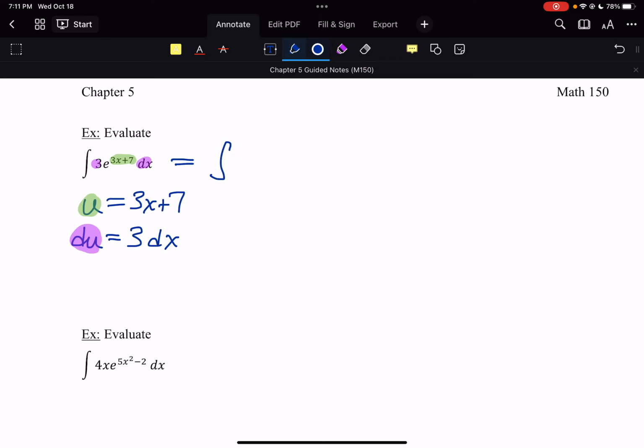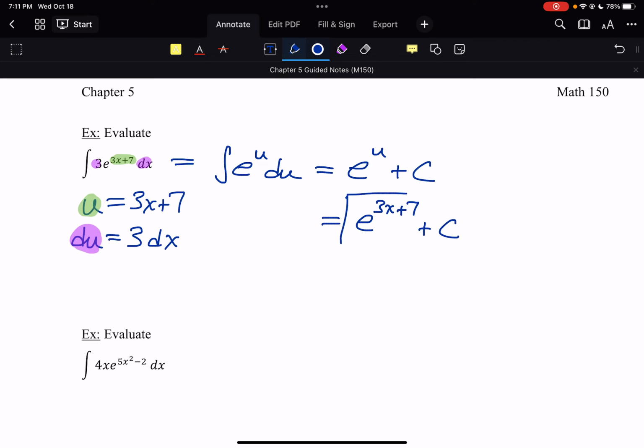So this one works out quite simply here. So we get, this is just e to the u du, which the antiderivative of e to the u is just e to the u, plus that constant, of course. We don't know if there's a constant there, so we have to put the plus c. And then sub back in. So we know u is 3x plus 7. So we get e to the 3x plus 7 plus c.